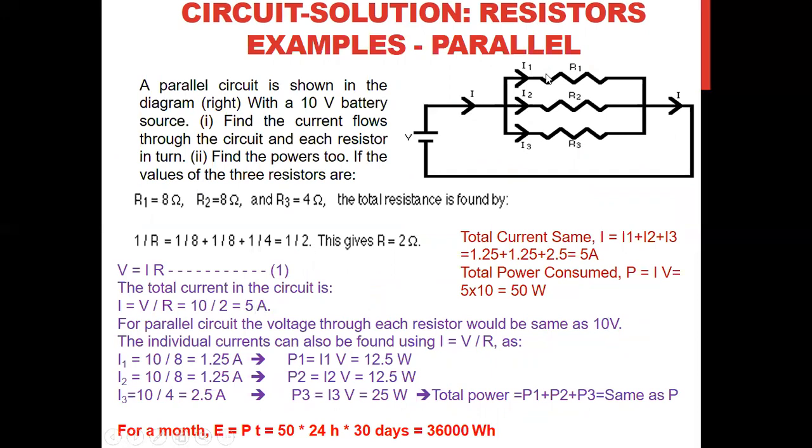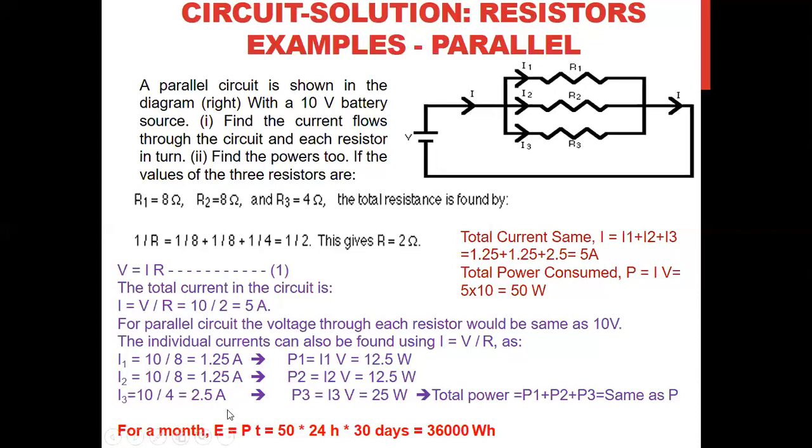So what is the current for each? I is equal to V by R. For the first path, I1 equals V divided by R1, so 10 by 8, 1.25 ampere. Similarly, for path 2, for resistor R2, 10 by 8 is the same, 1.25 ampere. And for the third, it's 10 by 4, because this one is 4, so 2.5 ampere. So if resistance is more, current flow is less. If resistance is less, current flow is more.